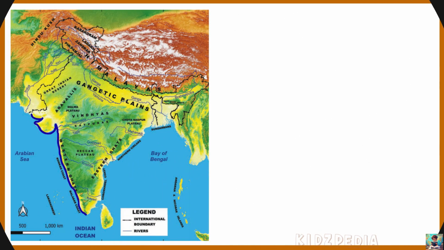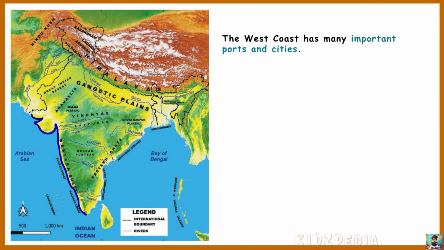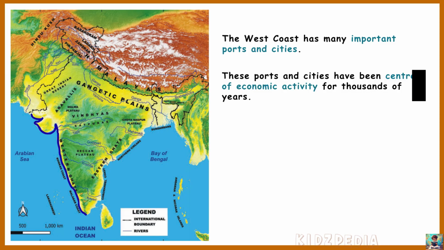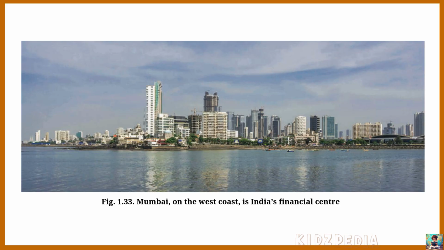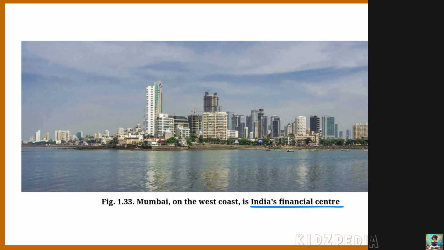So, the west coast of India has many important ports and cities. These ports and cities have been centers of trade and business for thousands of years, making the west coast an important area for economic activity. This picture shows Mumbai, a major city on the west coast of India, which is known as the financial center of the country because many important businesses, banks and companies are located here.